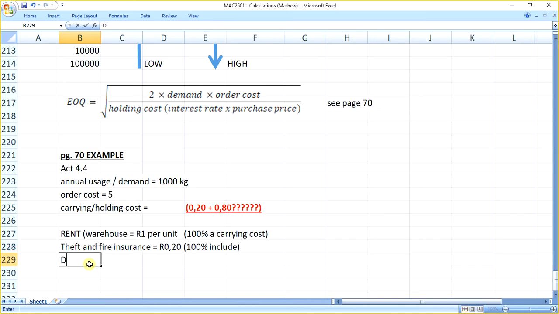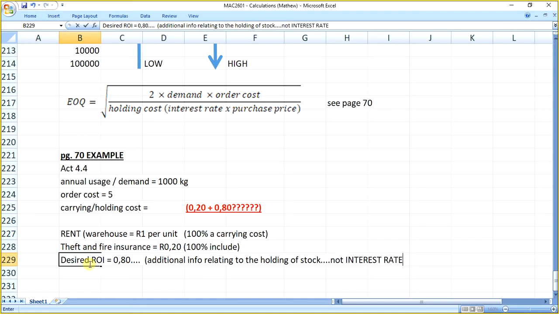Then they tell you about the desired return, ROI. There they give you the 0.80. That I wouldn't include. This is just additional info relating to the holding of stock. There's no rate here, no interest rate given. I agree. It's just 0. But couldn't you work out the interest rates? It would have to be based on the inventory's value, but you don't know what the inventory is worth. Exactly, because they're just giving it to us in kilos.